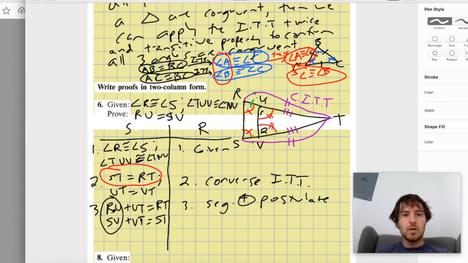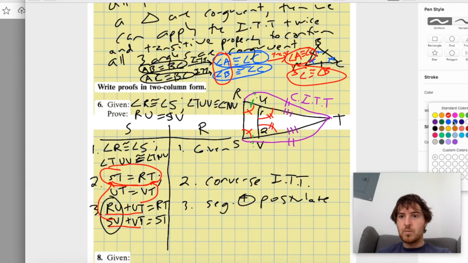So what I can do is replace this in here, okay? I can do a little substitution in here. That equals RT, so that's going to have to go over here, okay? And this is going to have to go over here because RU plus UT equals RT. Put that over there. SV plus VT, that equals ST. Then I'll put that over there. So next part would be substitution.